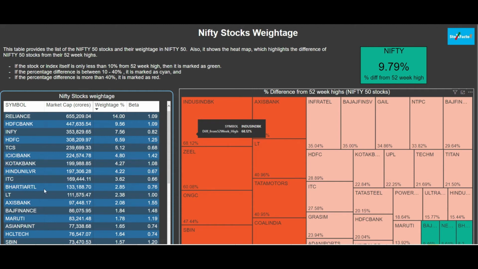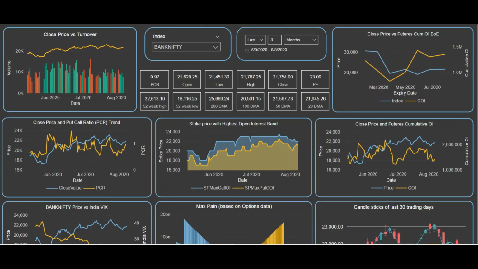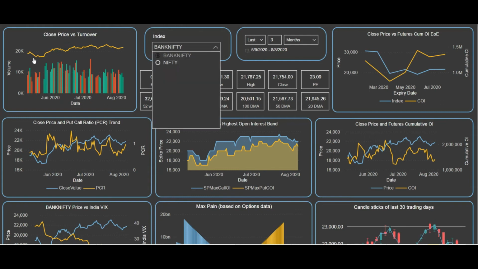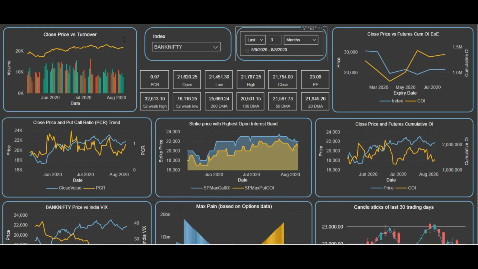Now coming to the fourth page. Friends, this is the fourth page of our dashboard, which is called NIFTY and BANKNIFTY analysis. In this particular page, you can do the detailed analysis and we offer you the most promising data points for BANKNIFTY as well as NIFTY. To see those data points, you can select NIFTY or BANKNIFTY from this filter, and you can also select the time frame for up to 6 months. Then you can analyze the NIFTY and BANKNIFTY data points in detail.